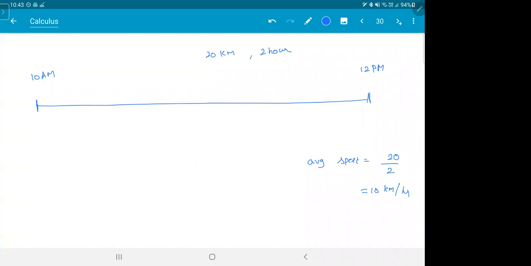Then what you do, you keep a GPS tracker on it. Now what this GPS tracker does, every 1 hour it will send a signal. Again, every 1 hour it will send a signal. At 11 o'clock, you get a signal.